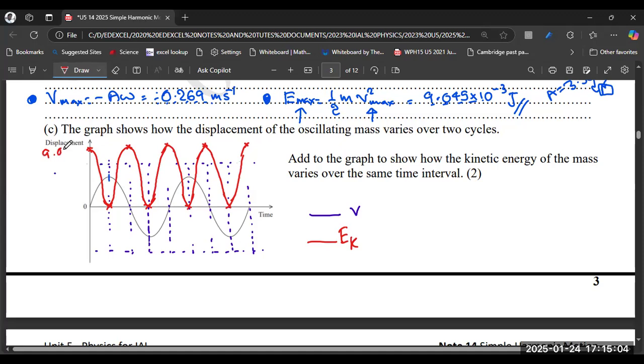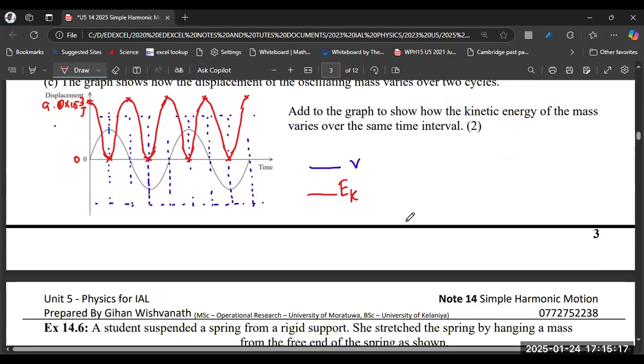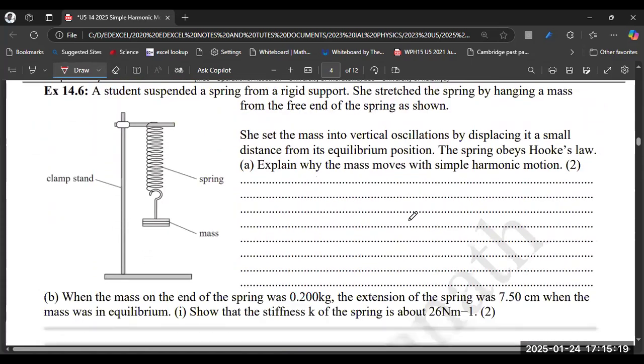9.0 times 10 to the power minus 3. And this is 0. Done. Then we'll move on to this one.